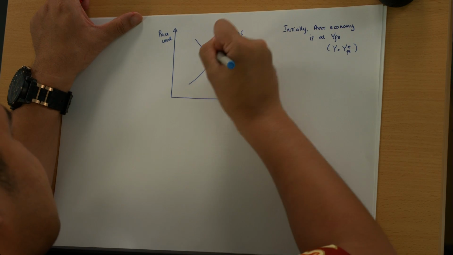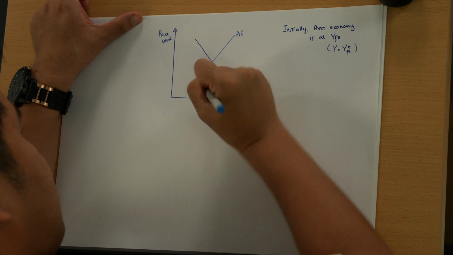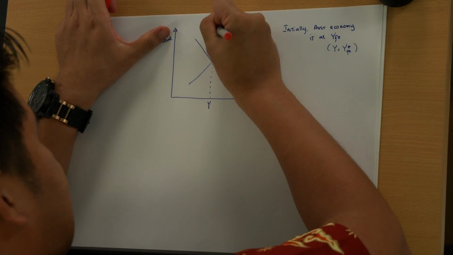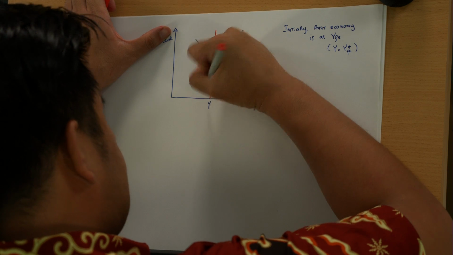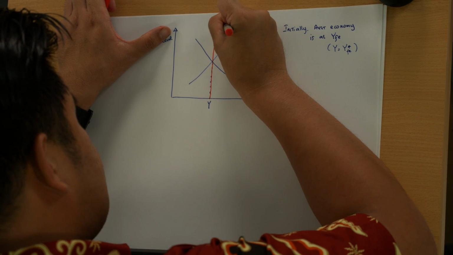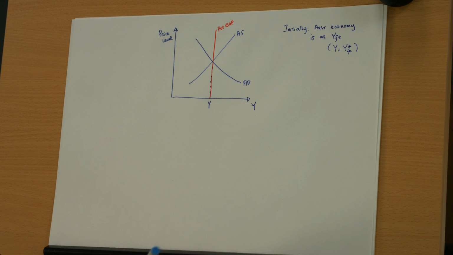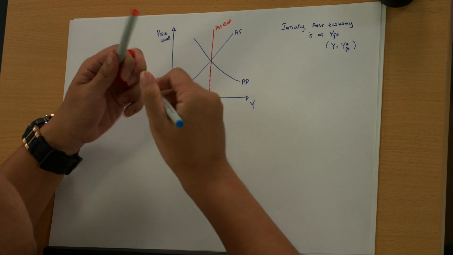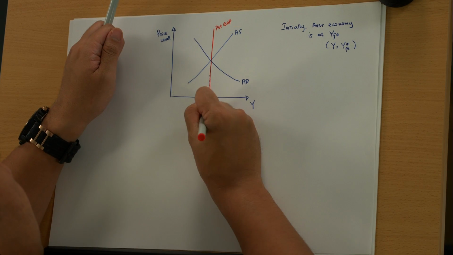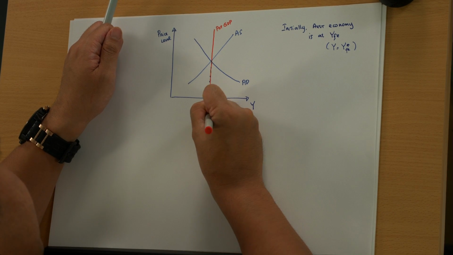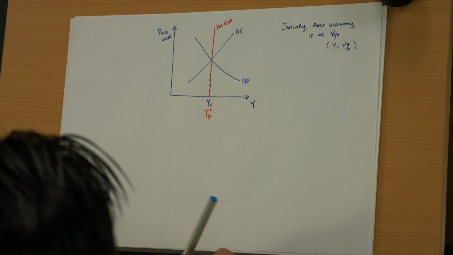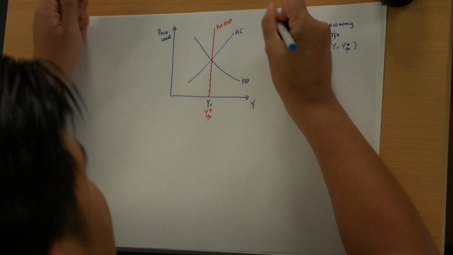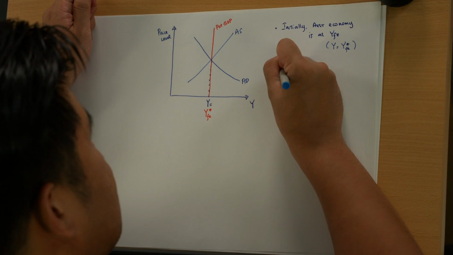AD and AS are giving you Y, which is equal to our potential GDP. Y is equal to YFE, or if you want to use Y star, same thing. That's where we start. What did I say to you then?